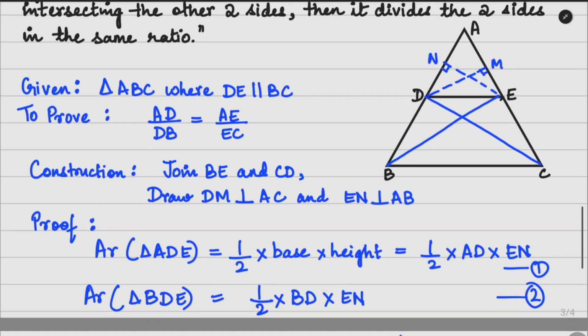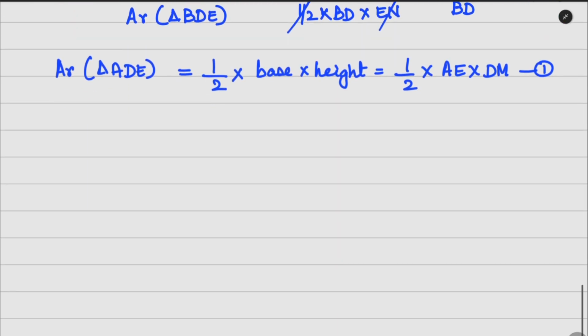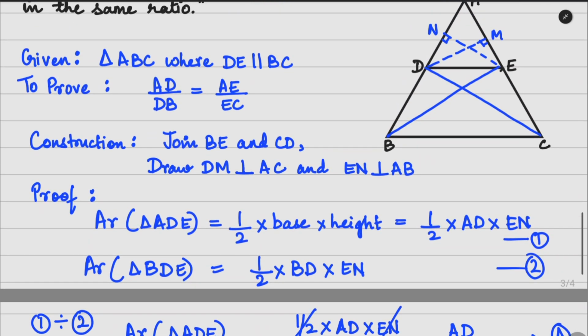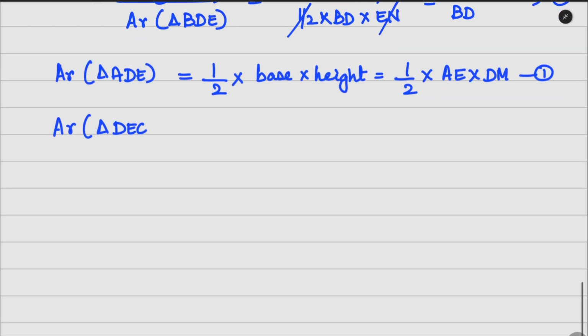The next triangle is your DEC. This is your base, and again DM is your height. So half into EC into DM. So area of your triangle DEC, look at it, triangle DEC, is half into EC into DM.